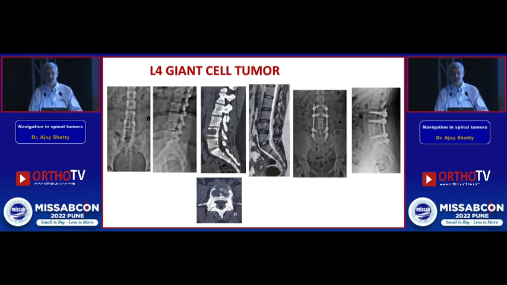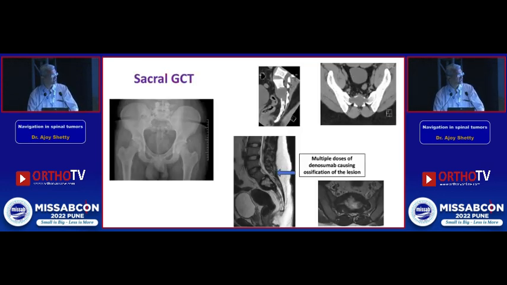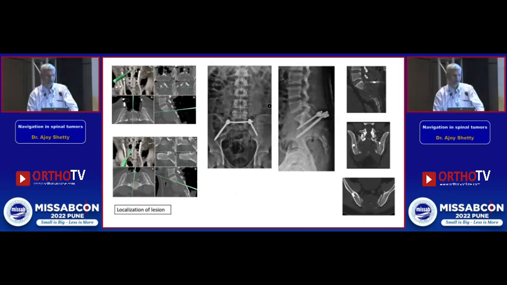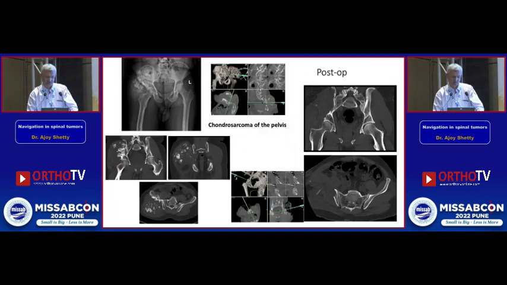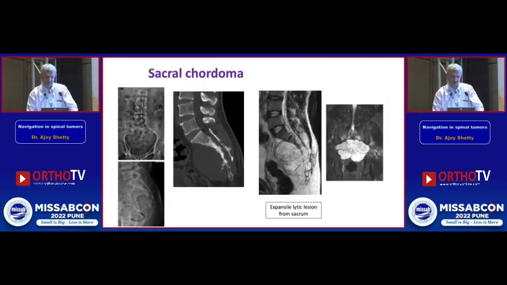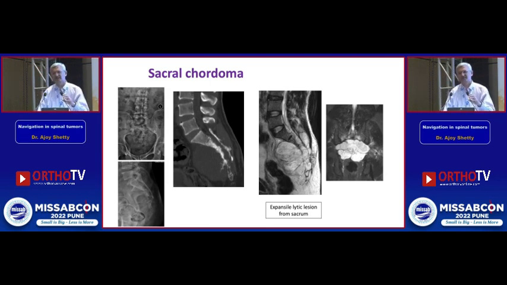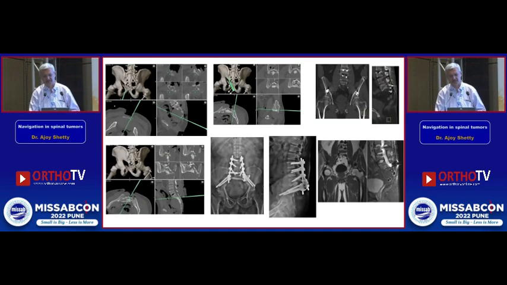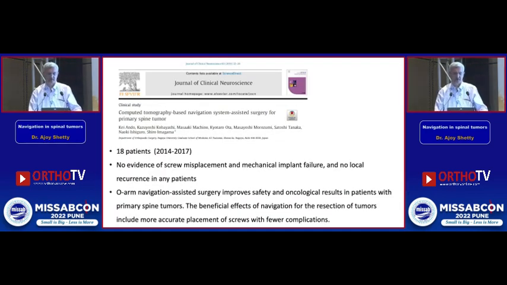Few examples: a case of an L4 giant cell tumor and a sacral GCT which were initially treated with denosumab. As you can see, after giving multiple doses of denosumab, there is sclerosis of the lesion, and they later went on to have a wide resection, including sacrectomy and reconstruction using an iliac screw approach. One more example of a chondrosarcoma. Basically, the use of navigation in a malignant tumor is to plan your resection, and the chances of survival depend on your resection, the aggressiveness of the tumor, and whether it has already caused a tumor spread. The efficacy of navigation system in tumor surgery has been shown in the published literature.